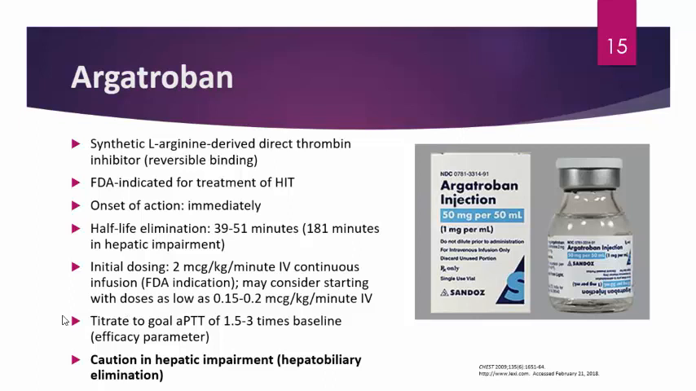The goal efficacy parameter is an APTT of 1.5 to 3 times baseline, and some people may say 1.5 to 2.5 times baseline. That APTT can be used as your efficacy parameter. But again, because Argatroban is eliminated via the liver and your hepatobiliary system, you'll want to watch out for it in hepatic and liver impairment. So say if your patient has cirrhosis, Argatroban may not necessarily be the best agent to use, as those patients may become very over-anticoagulated very quickly.